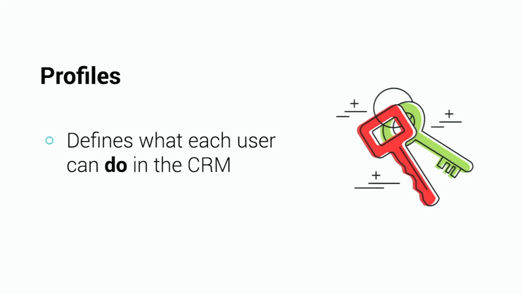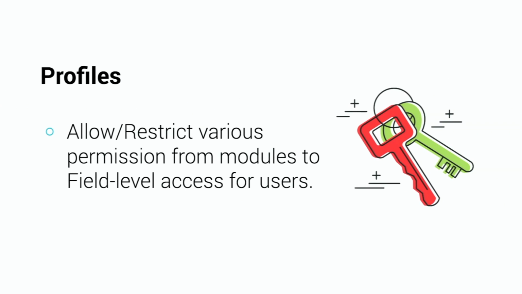So, profiles. You as the owner or the CEO know what level of permission a user needs to have in the organization. So you can define what each user can do in the CRM, where you can allow or restrict various permissions, starting from the module to the field level access for the users in the organization.